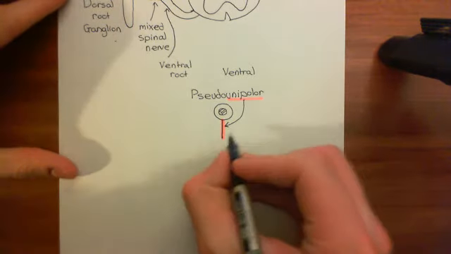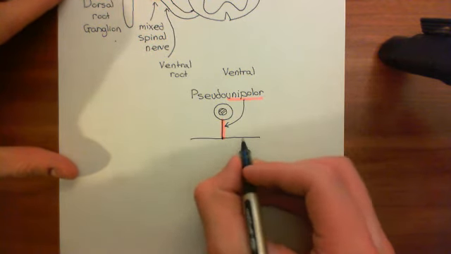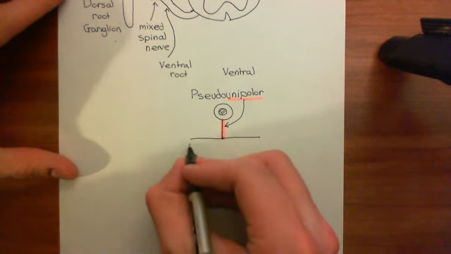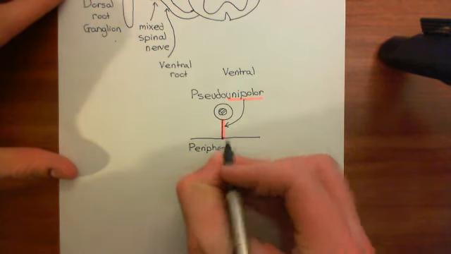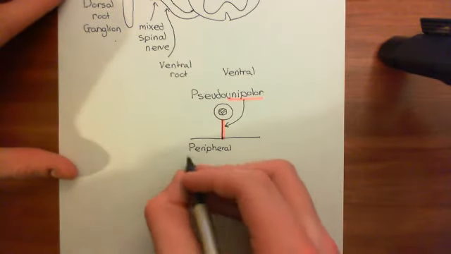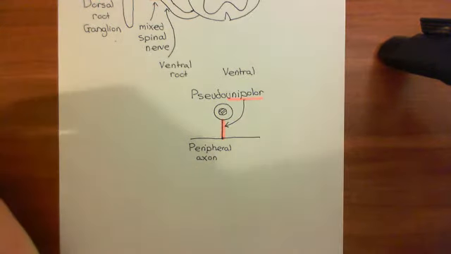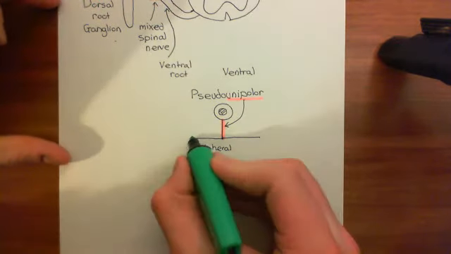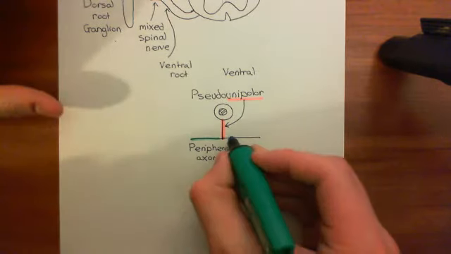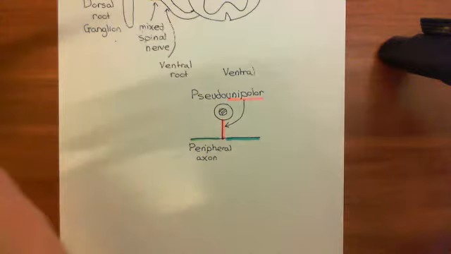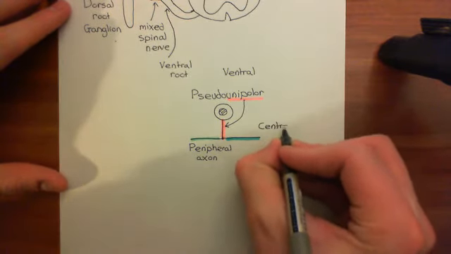Okay, but then this single axon splits into two separate portions. It bifurcates. One of these is then called the peripheral axon, and this is the one which will innervate the epidermis, so this is the one that will go off to the skin. I'll colour this one in green. And then it will have another axon which is going to continue on into the spinal cord, and we'll have this one in turquoise.